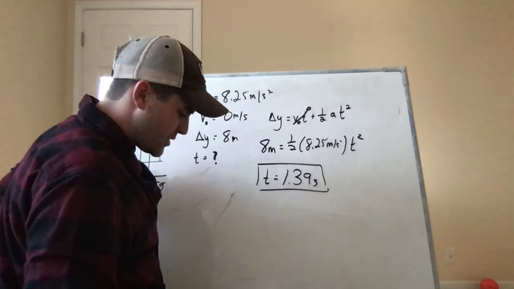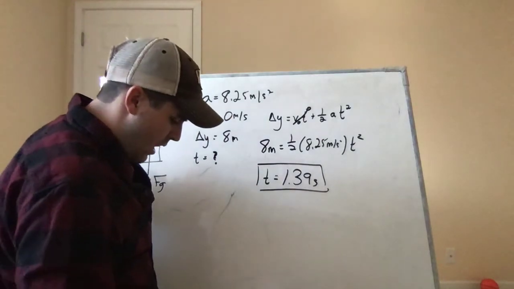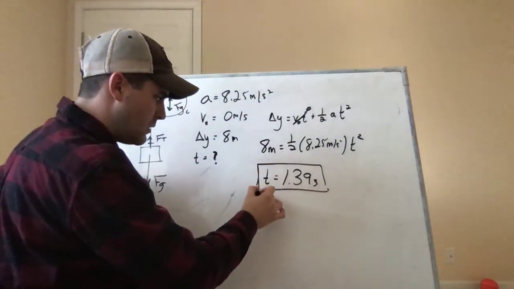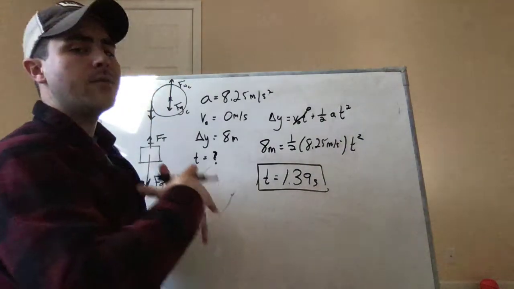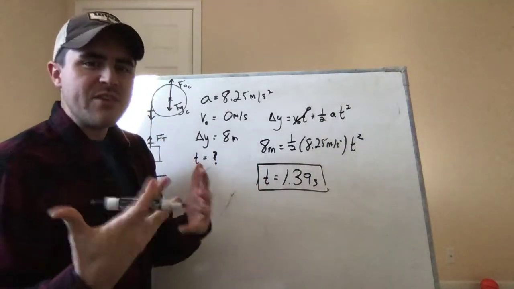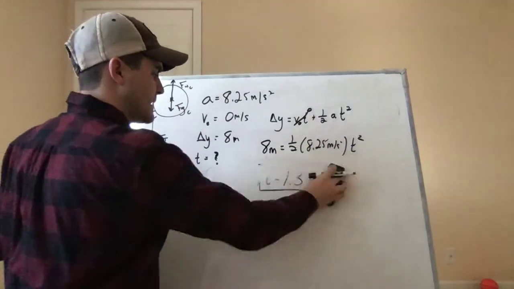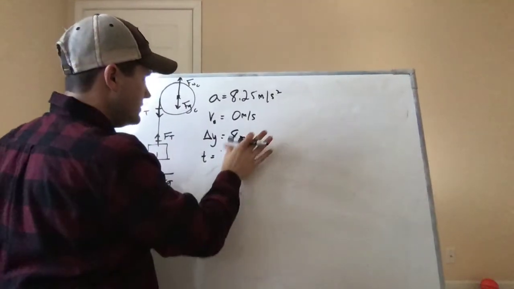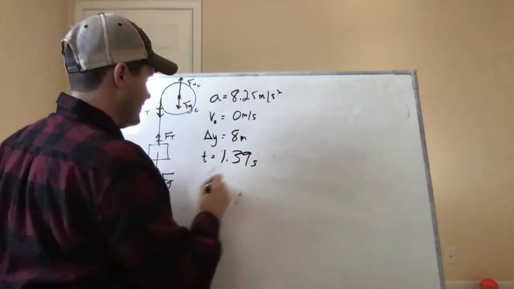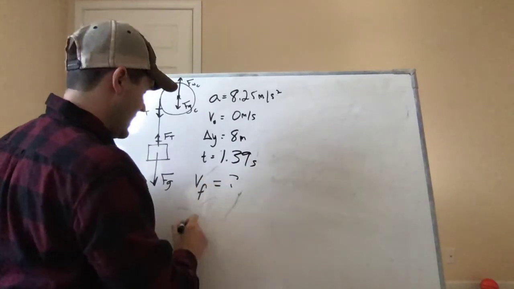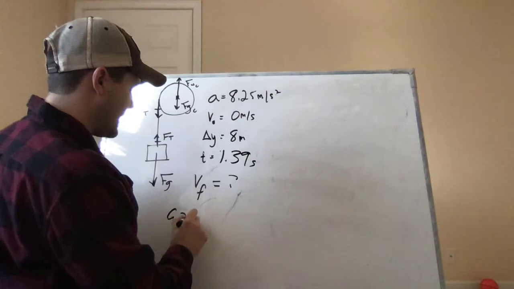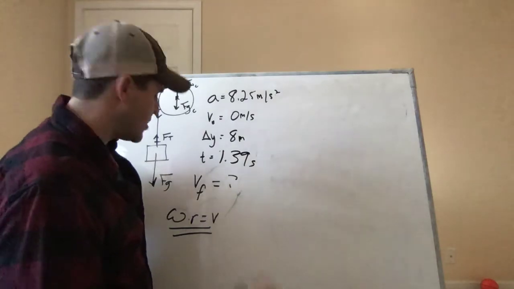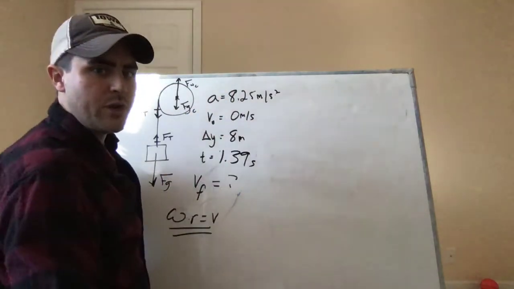D says determine the rotational speed of the pulley at the bottom of the well. So after it's fallen for this long, determine the rotational speed. There are a number of ways you can do this, but the one thing that stands out to me is if I find the final speed linearly, I know time now, it's 1.39, but if I find the final speed linearly, I can use my bridge equation. I can say omega times r equals v. I can use this to find angular speed. So let's try and find final velocity linearly and then bridge it over to angular.